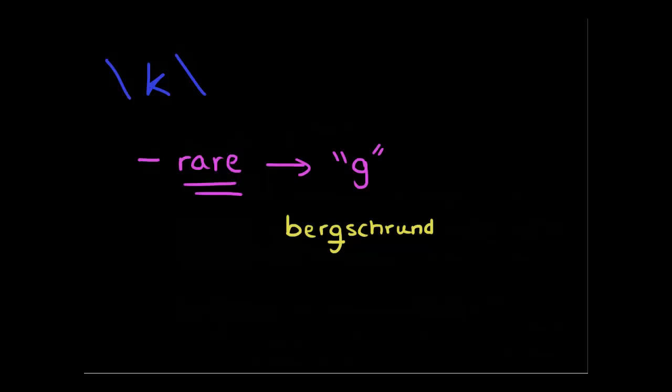Another rare one is CH. Again, this is rare. And this is because CH represents that guttural K sound, the H sound, but a lot of people tend to pronounce that as just a K, which isn't really right. But there are a couple of words where the CH can represent the K sound.